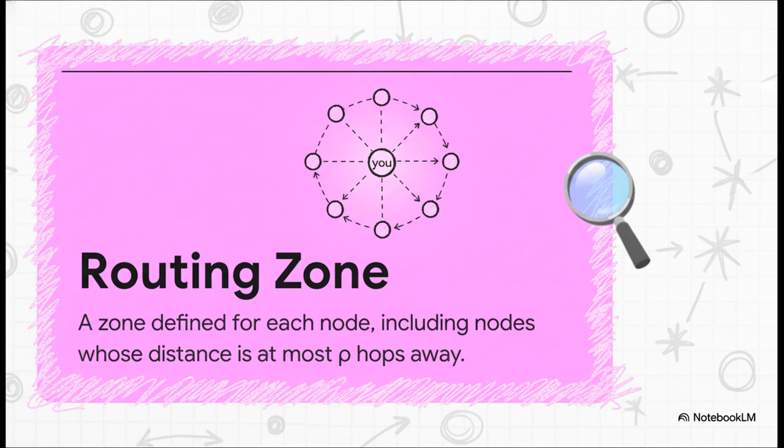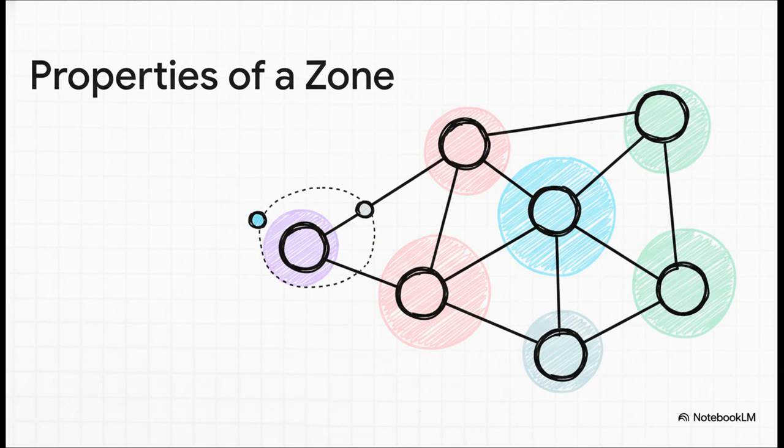So, if your zone has a radius of, say, 2 hops, that means it includes all your direct neighbors and all of their direct neighbors. Pretty simple, right? And there are a few key things to know about these zones. First, every single node gets its own personal zone. The size of that zone is set by its radius, which gets the fancy Greek letter rho, and it's measured in hops. And here's the really clever part. The zones of nodes that are next to each other overlap. That overlap is exactly how the network can pass a message from one zone to the next if it needs to find a route to someone far away.